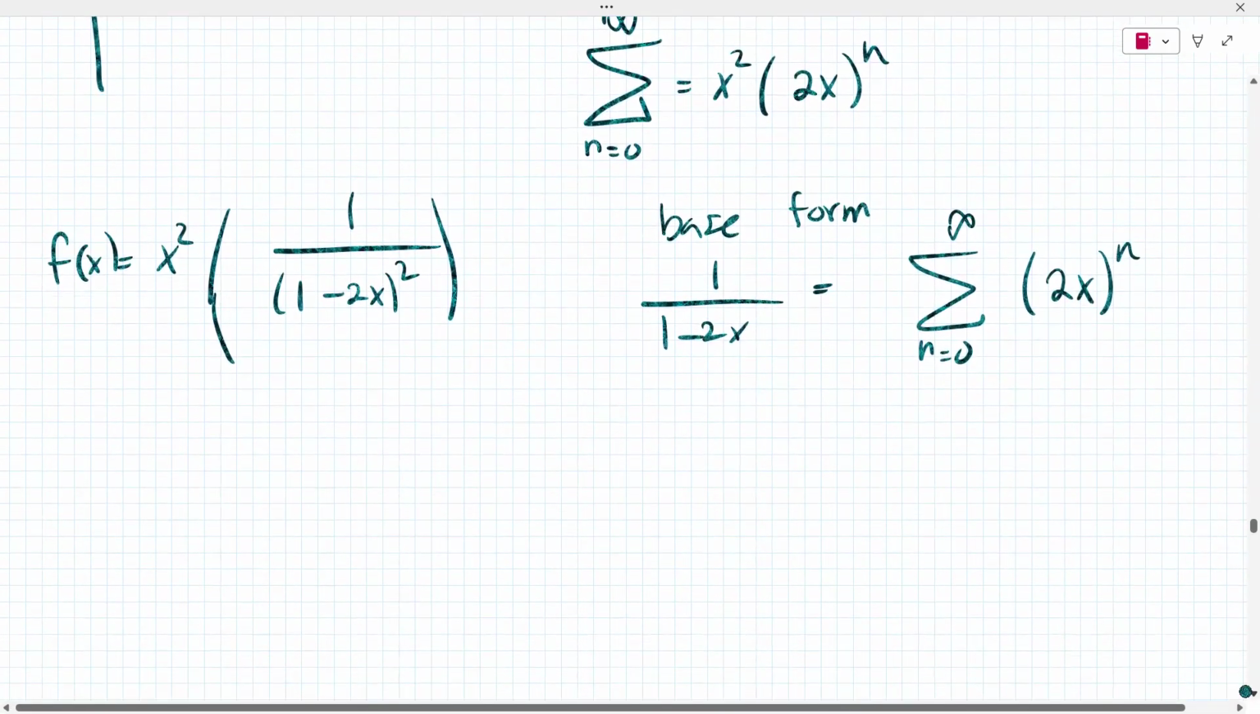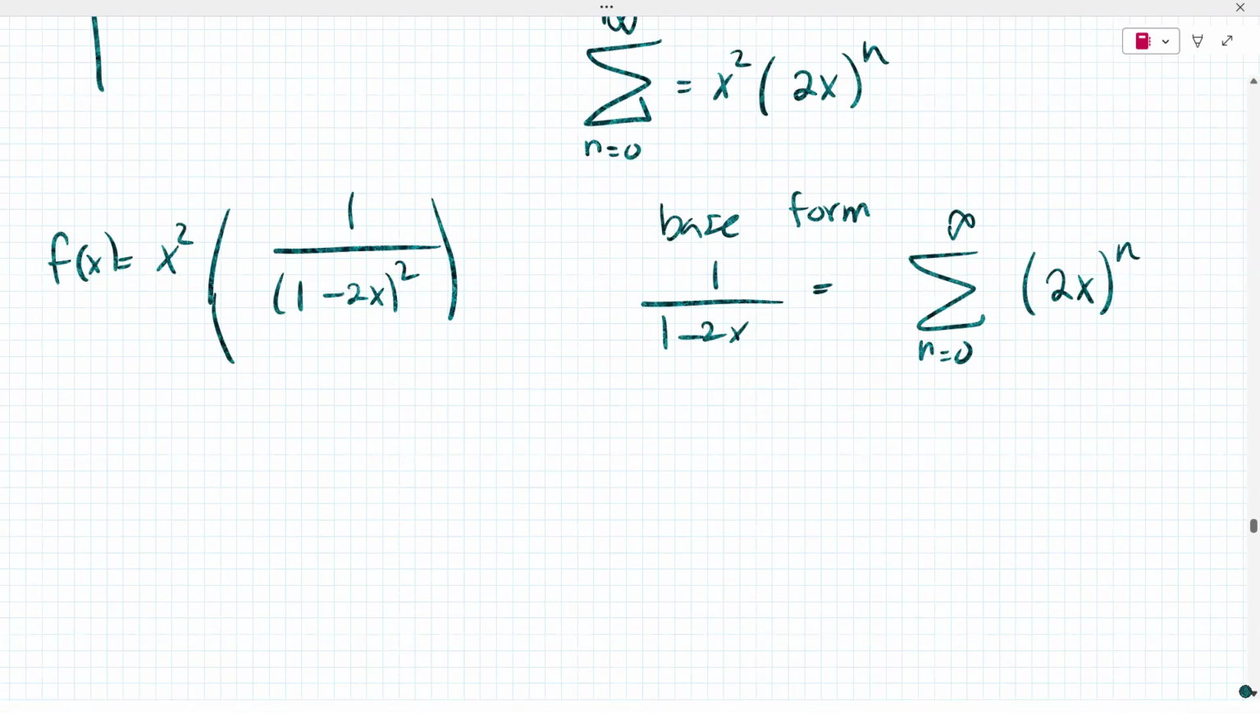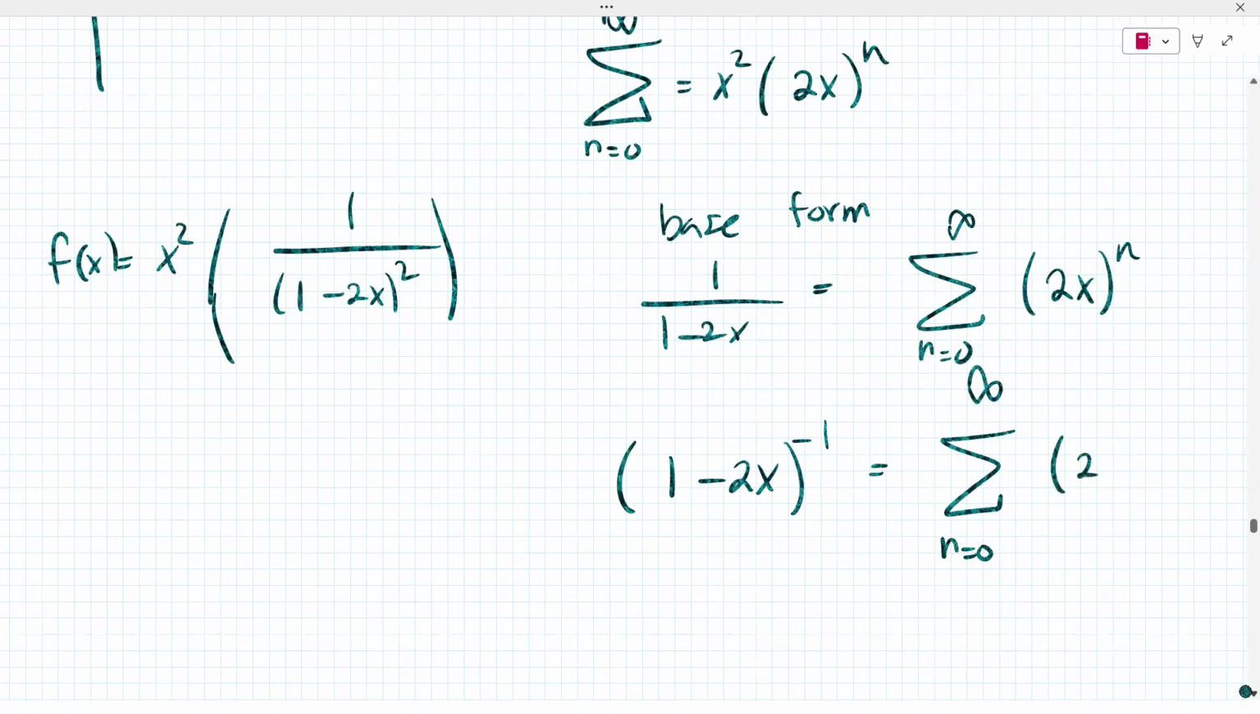So what I will do next is, from the side here, 1 over 1 minus 2x, let's rewrite that as a negative power. That could be expressed as (1 minus 2x) to the negative 1 equals the summation of n equals 0 to infinity of (2x) raised to n. Then what I would do is take the derivative of both sides.